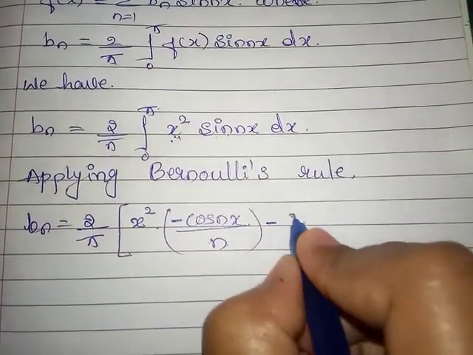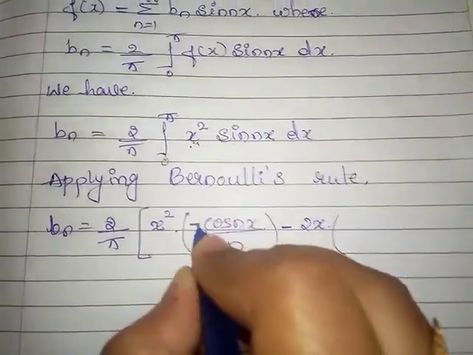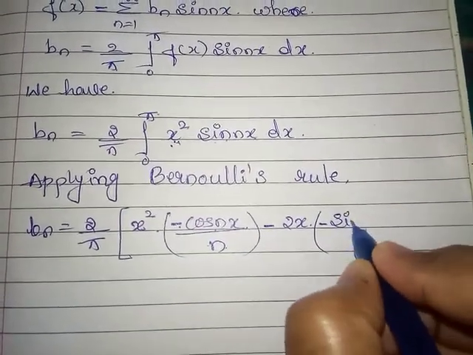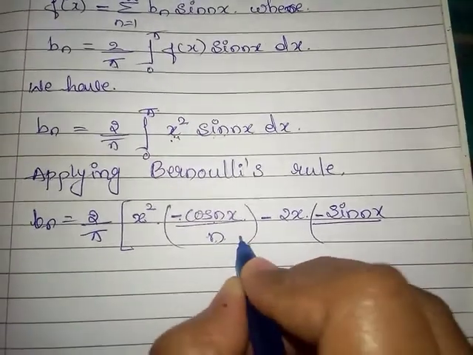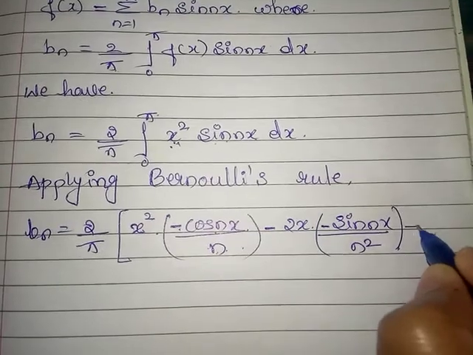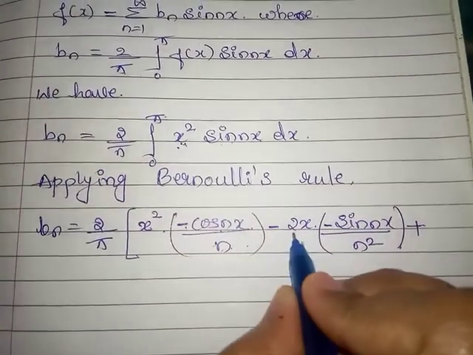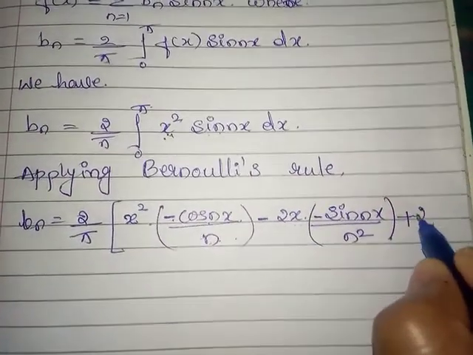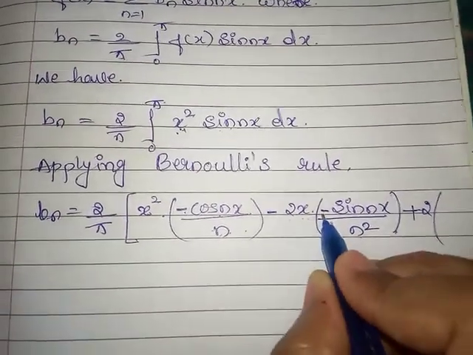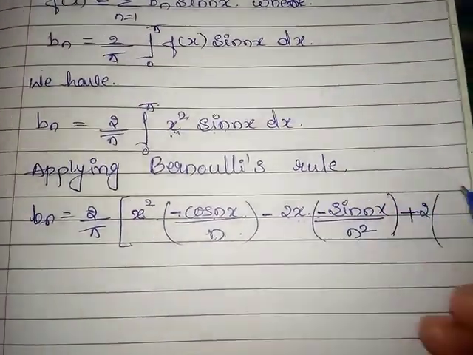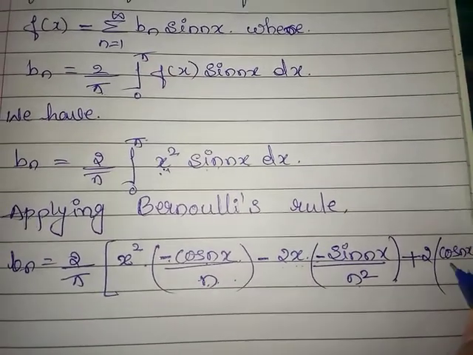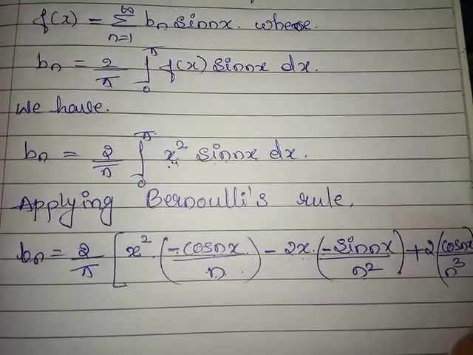Differentiation of x square is 2x. Again integrate this one, minus as it is. The integration of cos nx is sin nx divided by n, n into n is n square, plus, we have to take the alternate sign here. Differentiation of 2x is 2 only. Again, the integration of sin nx by n square is minus cos nx. Minus minus gets cancelled, it will be plus cos nx divided by n cube.